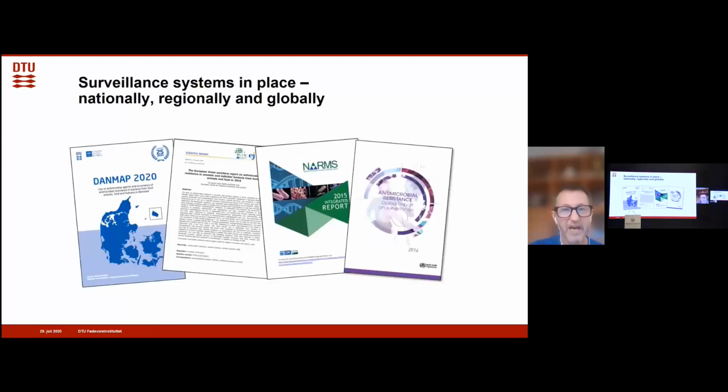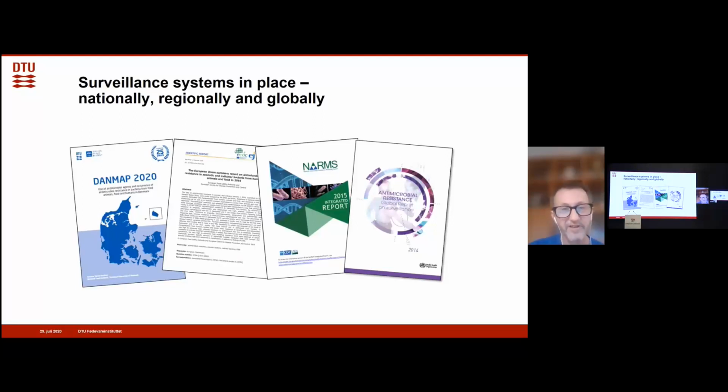And one of the ways forward is to increase and strengthen our surveillance. So basically, we have to take a thorough look into what kind of surveillance we have in place, both nationally, regionally, and globally. And there has already been, for a number of years, surveillance established. So this is just some examples, with an example of a local surveillance from Denmark, which is, by the way, celebrating the 25th anniversary of the DANMAP surveillance program.